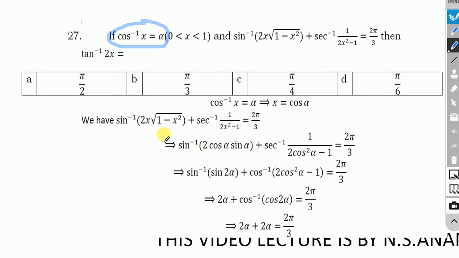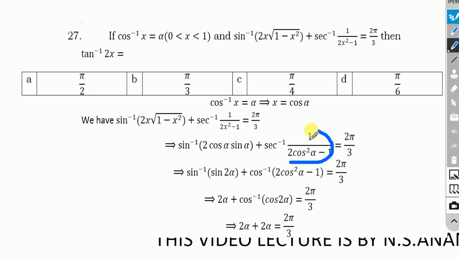Therefore, this given expression becomes sin inverse of 2 cos alpha into root of 1 minus cos square alpha, which is nothing but sin alpha here. Therefore, we got sin inverse of 2x into root of 1 minus x square as sin inverse of 2 cos alpha into sin alpha plus secant inverse of, in place of x let us put cos alpha. Therefore, secant inverse of 1 by 2 cos square alpha minus 1, which is equal to 2 pi by 3.